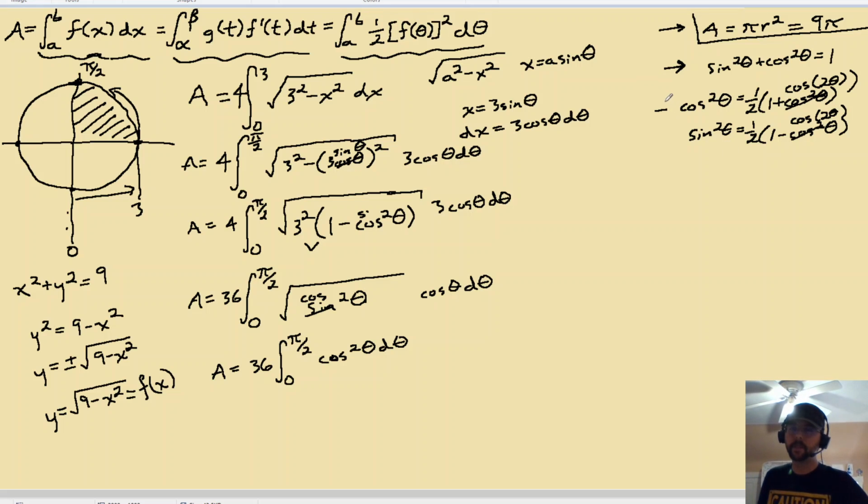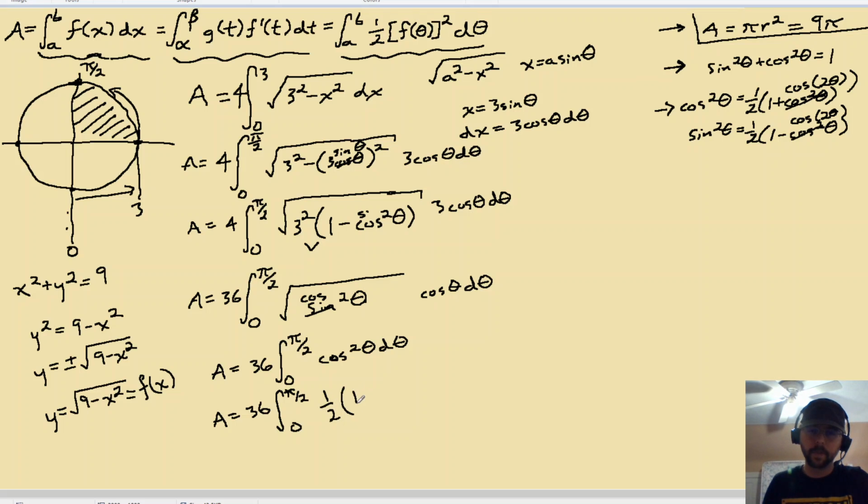Okay, anyway, so this is what we're using. Area equals 36 times the integral from 0 to pi over 2 of 1/2 times 1 plus cosine 2 theta d theta. And now we can pull that 1/2 to the outside.